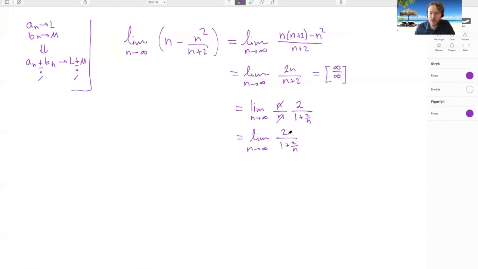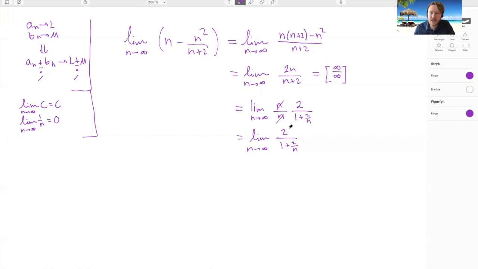Because now 2 is a constant, so it has the limit 2. So you can say in this rulebook here, we kind of need two rules to begin with. So the limit of a constant is equal to the constant itself, and then the limit of 1 over n is equal to 0, as n tends to infinity in both, of course.